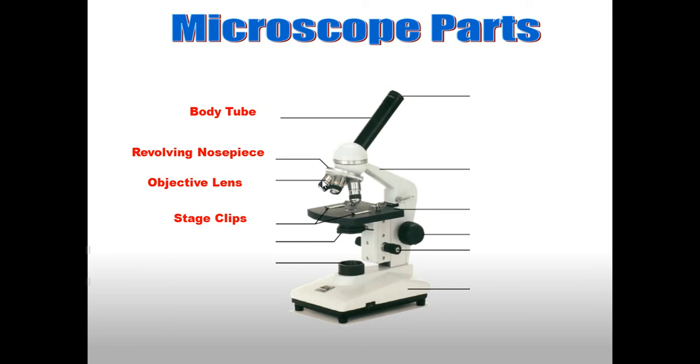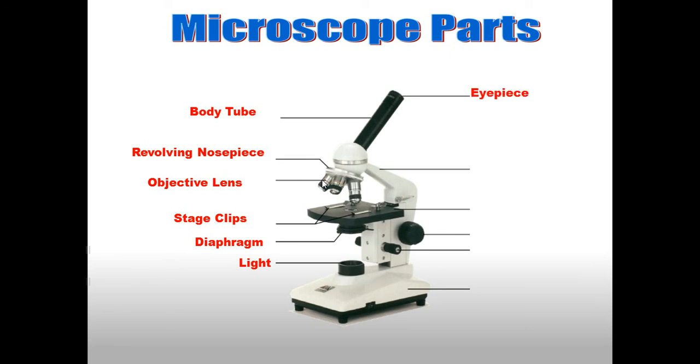Here are the stage clips. These hold the slide in place. This on the bottom is called the diaphragm. It's used to change the amount of light that goes through from the bottom, which is the next one, the light source, up through the stage and then through the microscope slide, through the lenses and up to your eye.